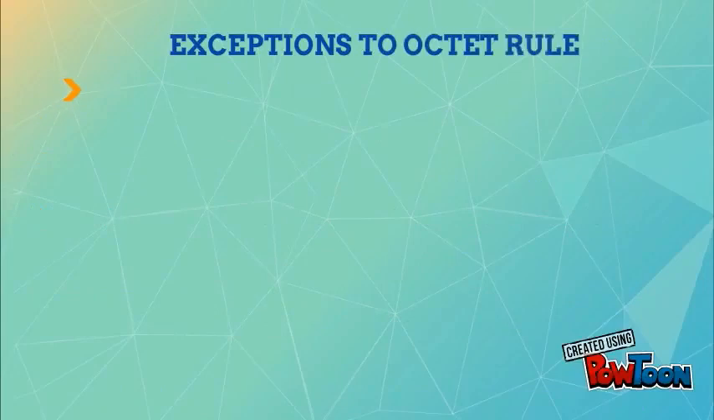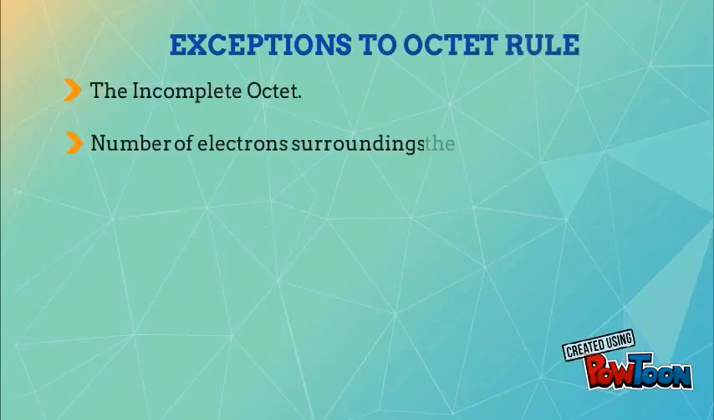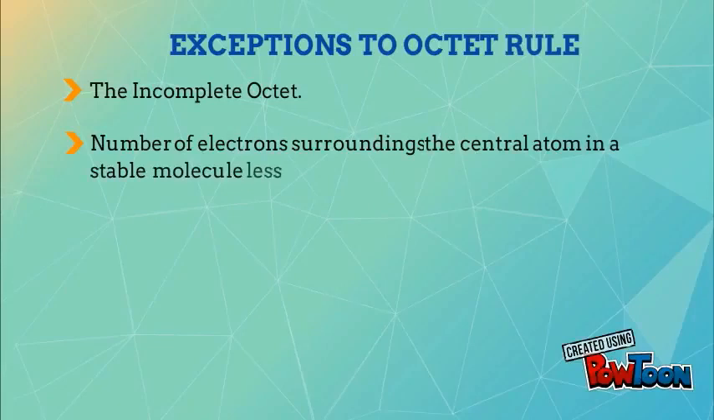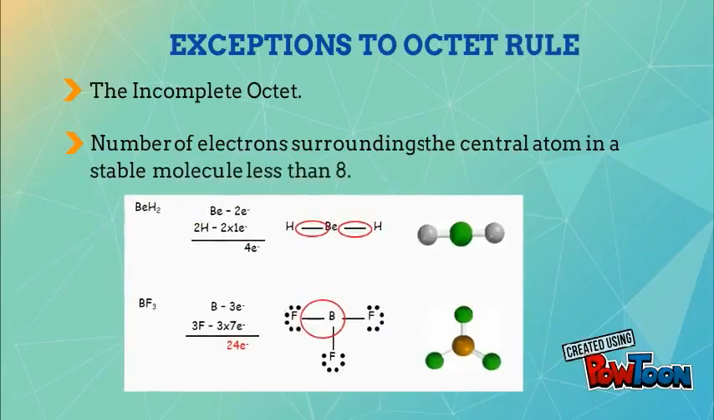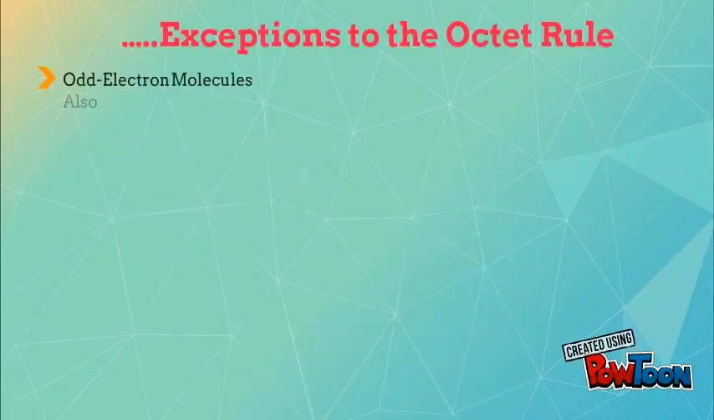Exceptions to the octet rule. The incomplete octet: the number of electrons surrounding the central atom in a stable molecule is less than 8. Continue from exceptions to the octet rule.